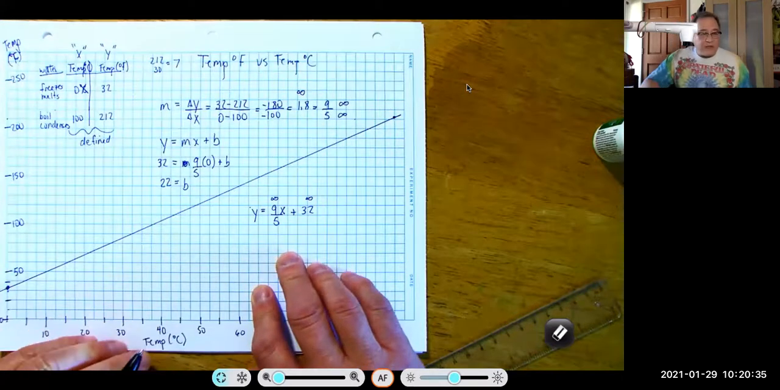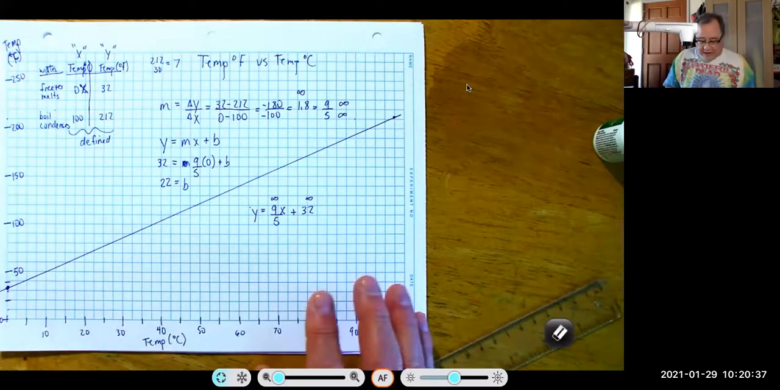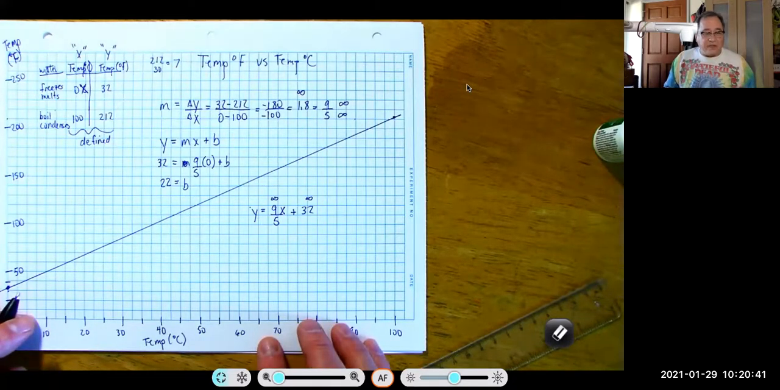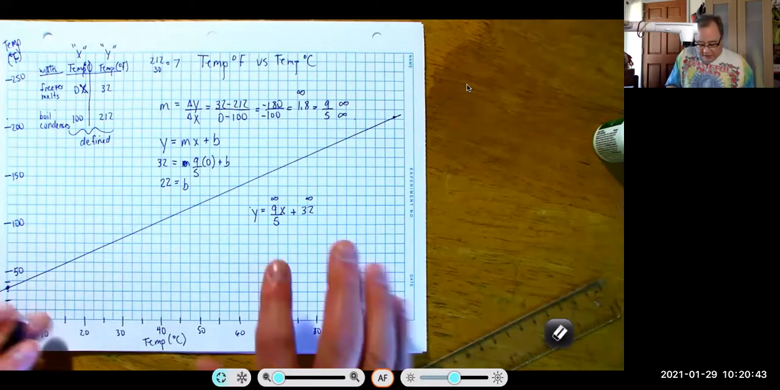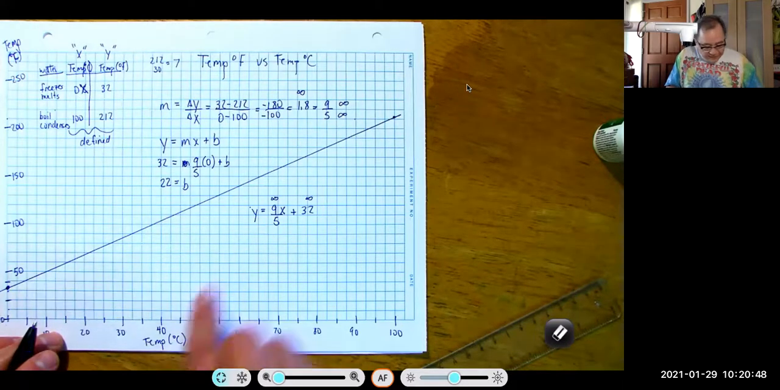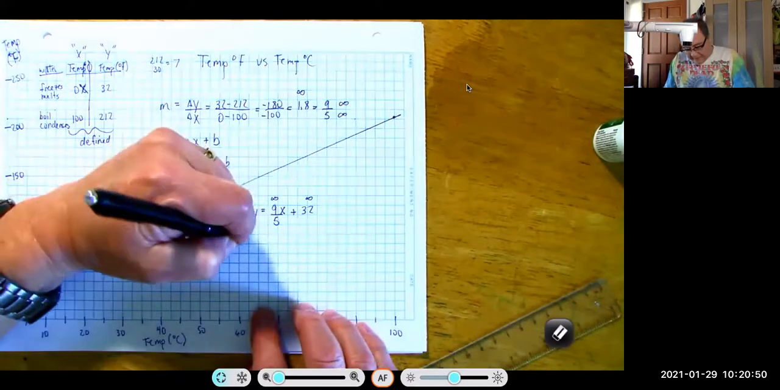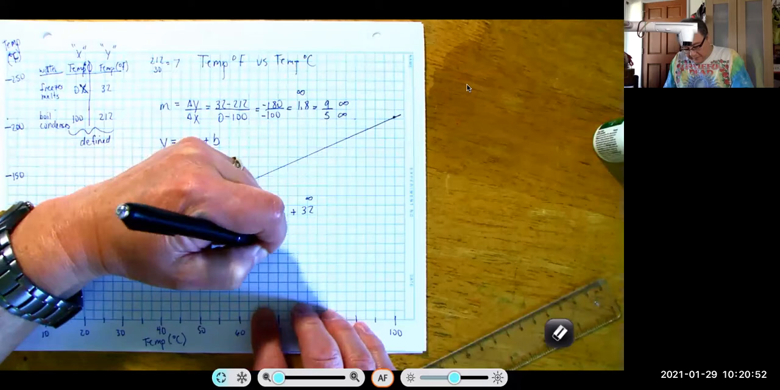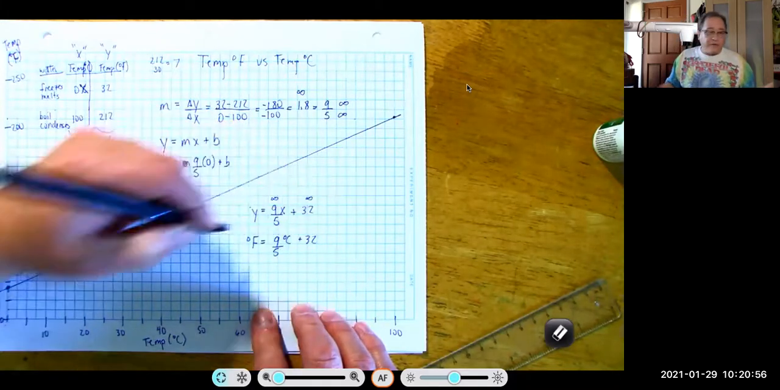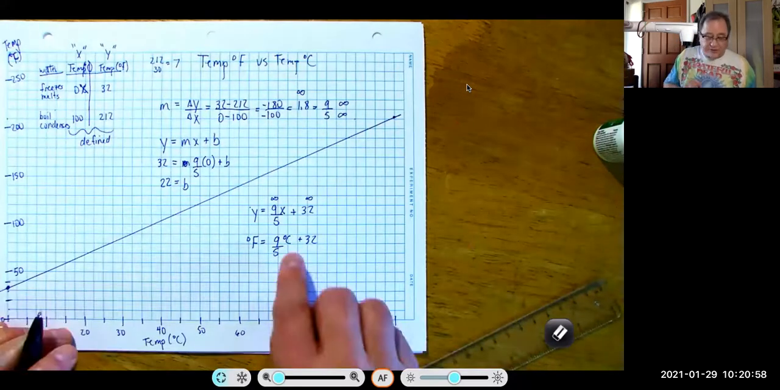And really, at this stage of the game in Chem 1A, this is not good enough. What is good enough? Well, usually what you do here is you look at that and you go, oh, y is degrees Fahrenheit. x is degrees Celsius. And there, you have a formula for going between degrees Celsius and degrees Fahrenheit.